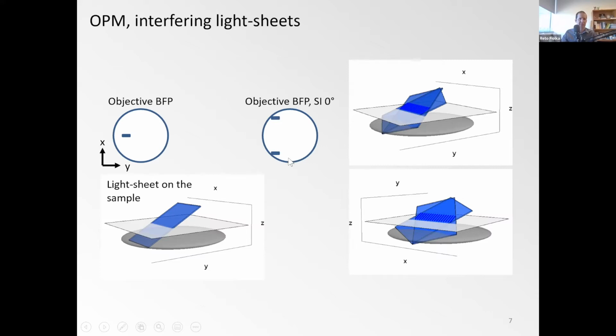And so this is, if you want, a price to pay for this scheme. If you have an NA 1.3 objective, you could maybe, if you were to place them in a normal SIM scheme to the very edge, have a relative opening angle of 120 degrees. So you could probably create much finer patterns. But nevertheless, as I detailed before, for a light sheet format, it still buys you quite something.